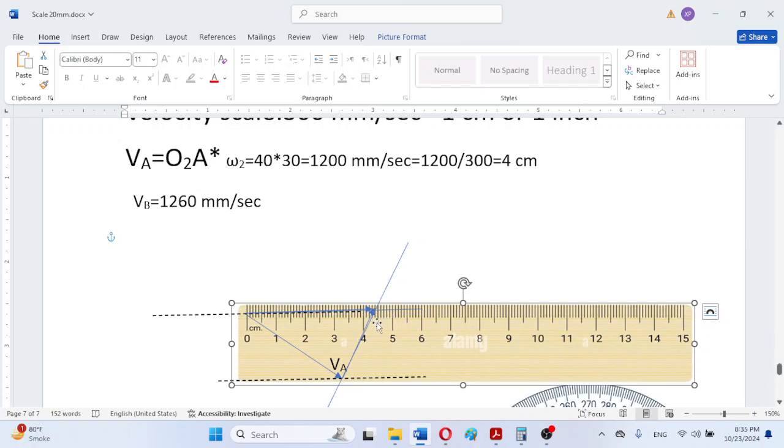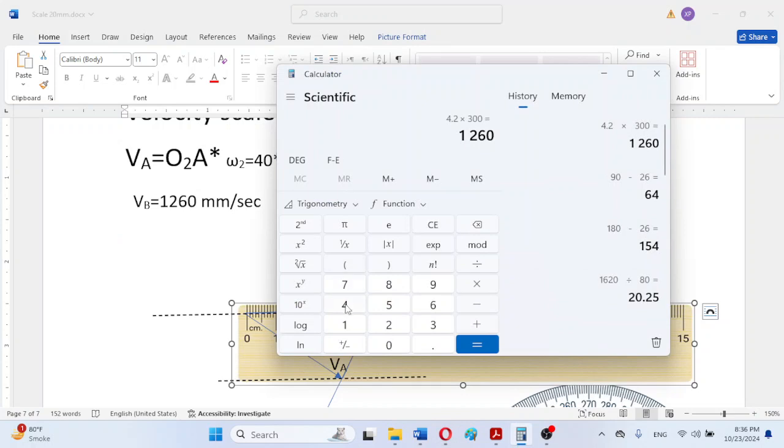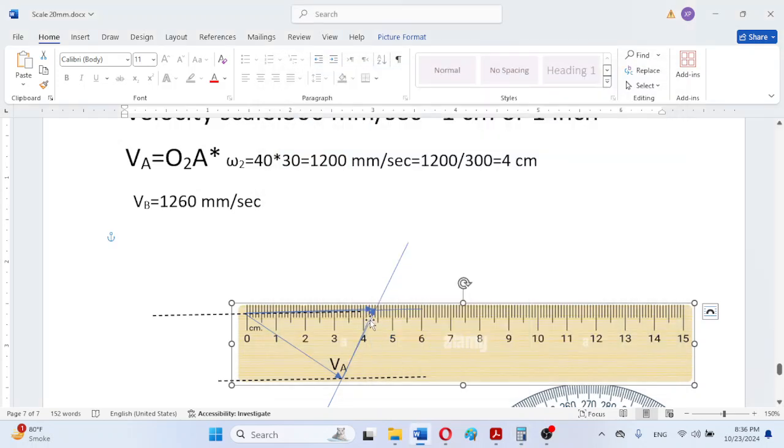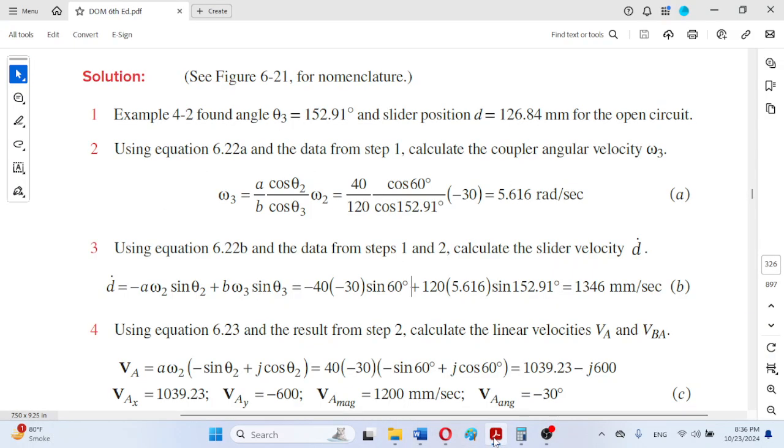So here now, as we carefully observe, that is 4.2, 4.3. If, for example, we assume by inspection that it is 4.4 instead of 4.2, we can take it as 4.4 centimeter, the length of the vector, then multiply it with the scale, and as we can observe, this is 1320. So even a 2 mark difference is making a great difference, and our results are approaching the analytical results.